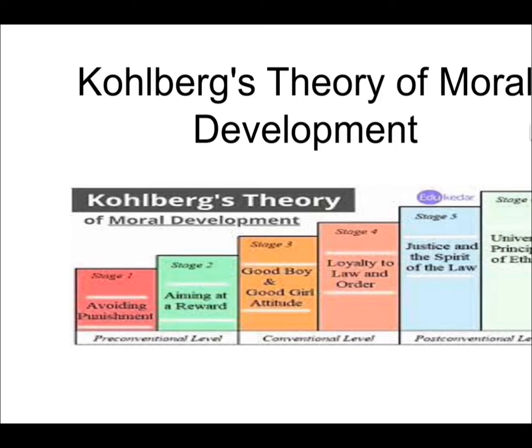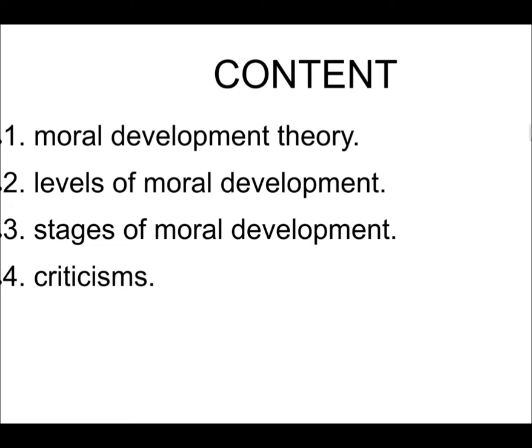Going to discuss Kohlberg's theory of moral development. In Kohlberg's theory of moral development, there are mainly six stages in three levels. So let's see the content we are going to discuss now.